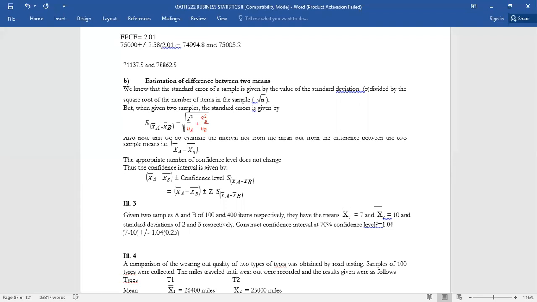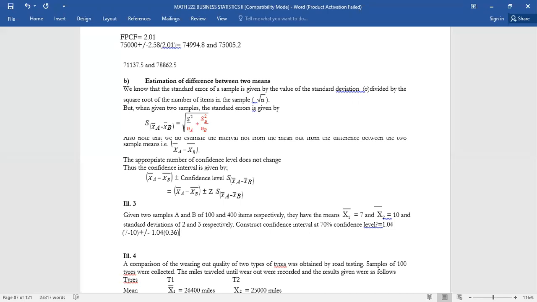On the upper limit, when we add, the standard error that I got was 0.36. I'm wondering where the 0.25 came from. Jackie, how did you get 0.25? Some people got 0.25.